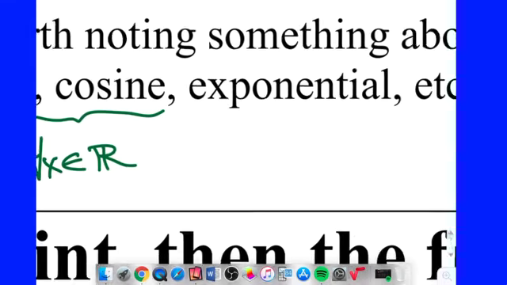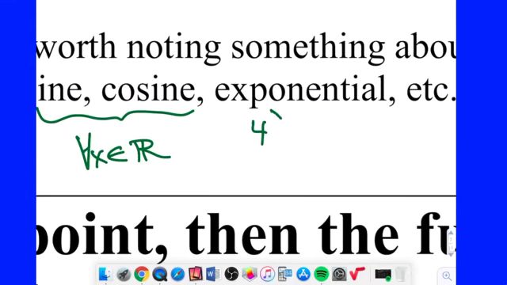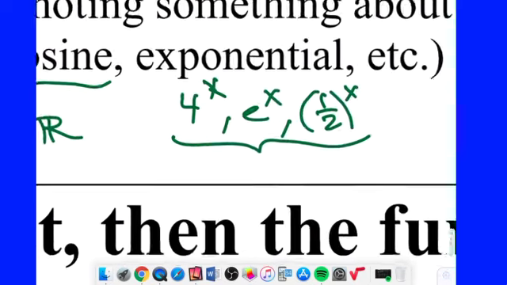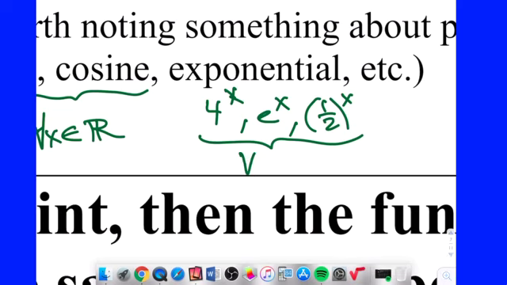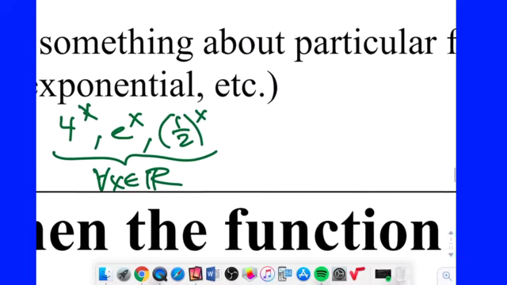Evaluate it. And then, of course, exponentials like what we saw in the warm-up, 4 to the x, e to the x, even 1/2 to the x, which is exponential decay. Where are these functions continuous? Yeah, for all x in the set of real numbers. Yeah. Okay. Then you have functions like this.